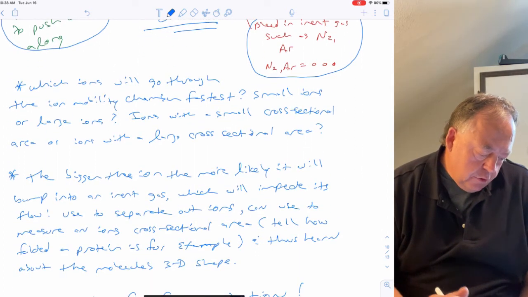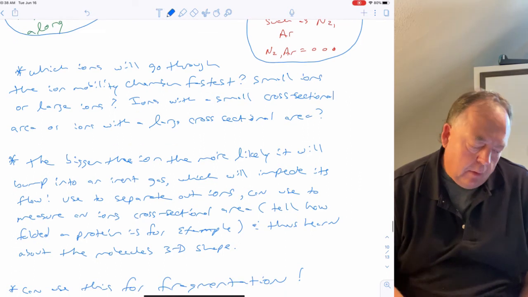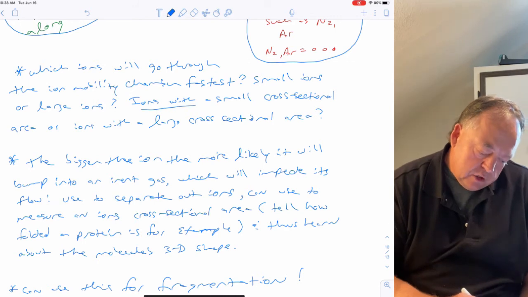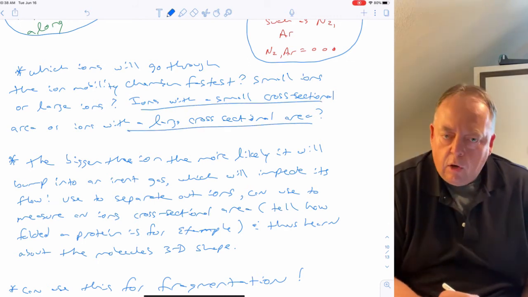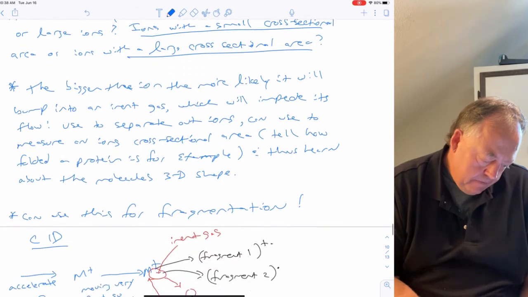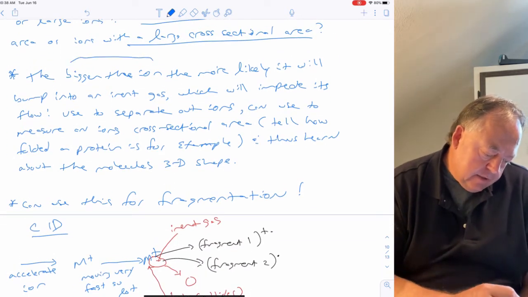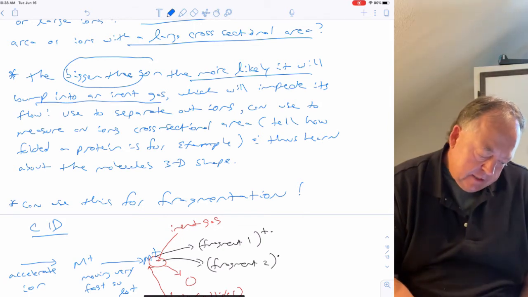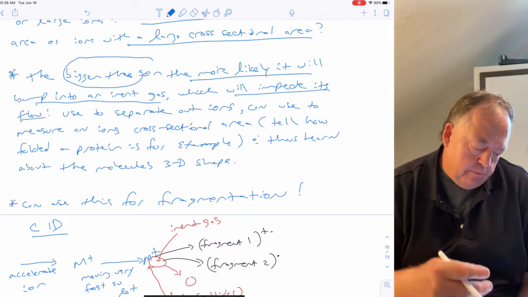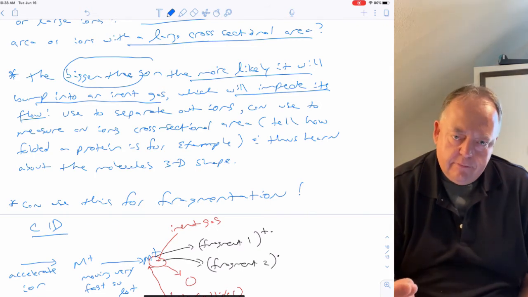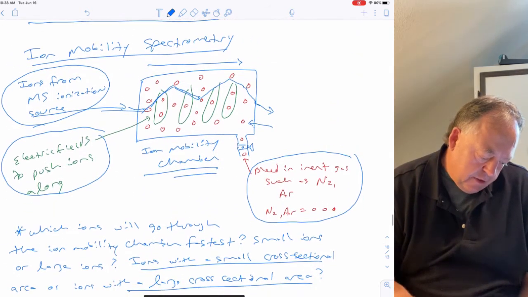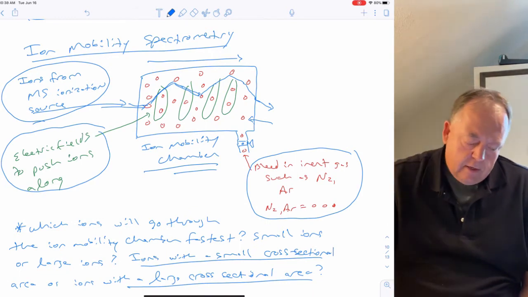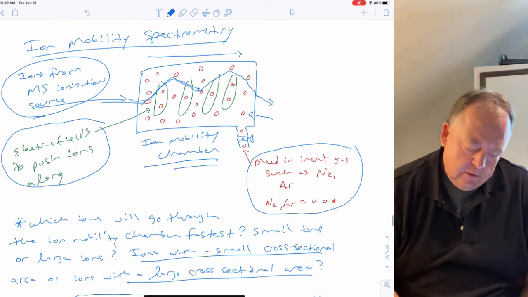Okay, so which ions will go through the ion mobility chamber faster? Small ions or large ions? Or ions with small cross-sectional area, or ions with large cross-sectional area? Well, obviously the bigger the ion is, the more likely it will be to bump into an inert gas, and that's going to impede its flow. So big things are going to go through the ion mobility chamber slower, and small things are going to be less likely to hit something, so they're going to fly a straighter path, and they're going to go through the ion mobility chamber faster.